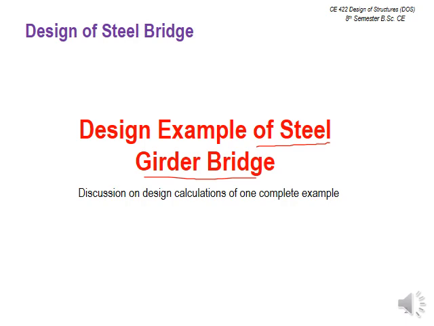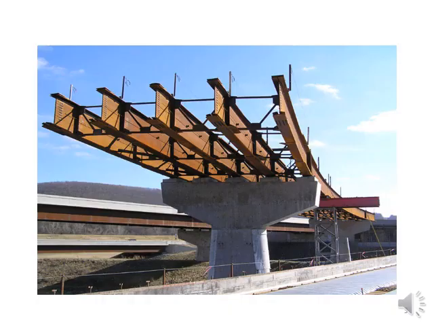In our introductory lecture, lecture number 1, we studied in detail the types of bridges, and in those we discussed the girder bridge, the steel girder bridge. So we are going to solve that particular example. Before starting this example, you must have an idea about the steel girder bridge.